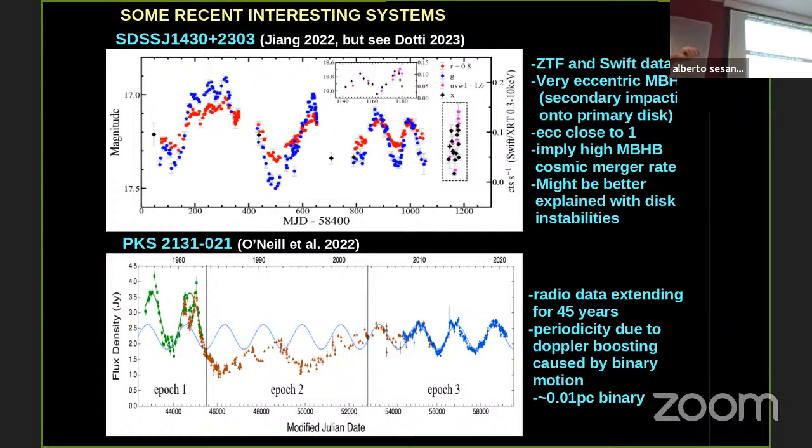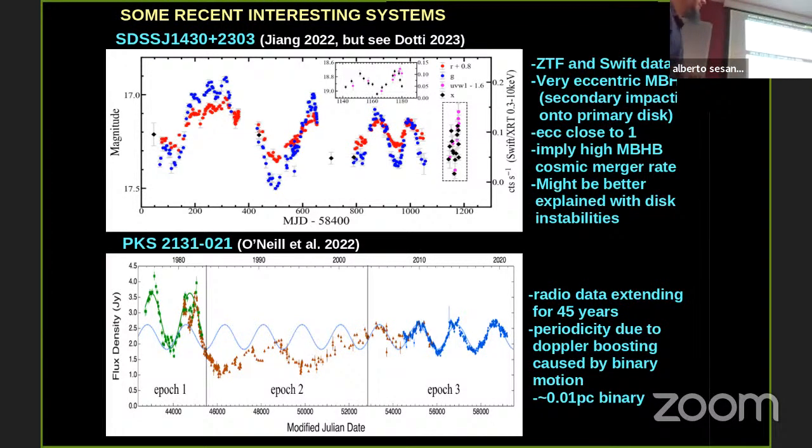And this is a system that made the headlines a few months ago, the famous TikTok binary. It's another optical light curve, and you see this sort of shrinking periodicity. So it was suggested that this might be a massive black hole binary on the verge of merging. But further analysis of this system revealed that probably this was just red noise. Anyway, this is the kind of thing that people are trying to get from electromagnetic data.